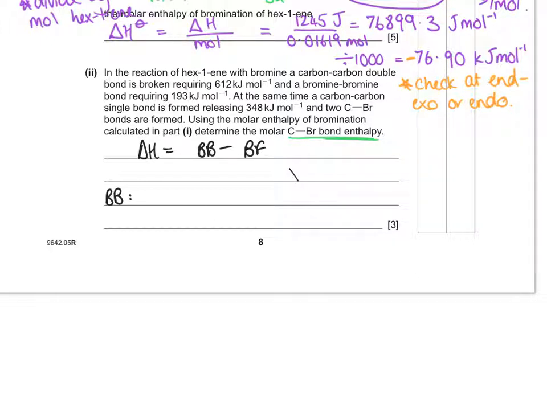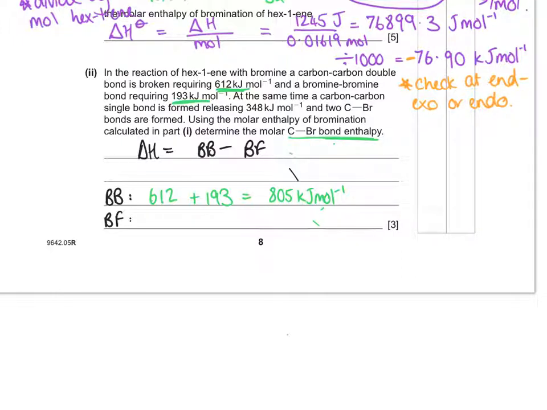So if we look at bonds broken first, and we'll maybe put them in green. So we're breaking a carbon-carbon double bond, which requires 612 kilojoules per mole of energy. And a bromine-bromine bond breaks, requiring 193 kilojoules. And that gives us a total of 805 kilojoules per mole. Then we want to look at the bonds formed. And again, they tell us in the question. We'll maybe do that in purple.